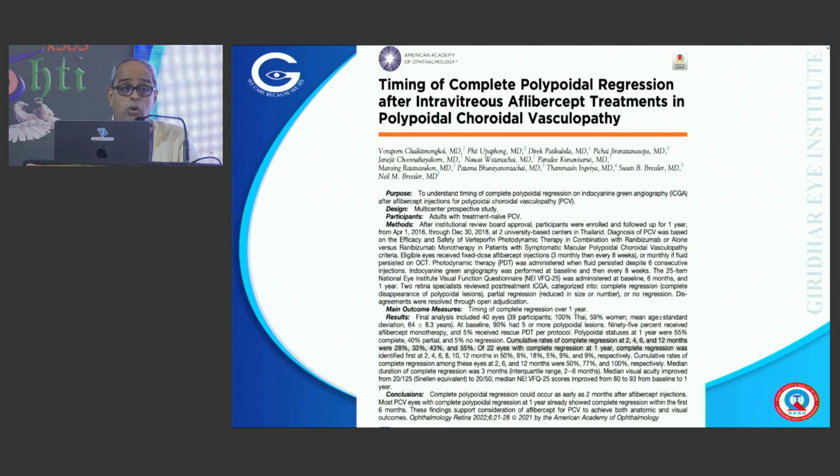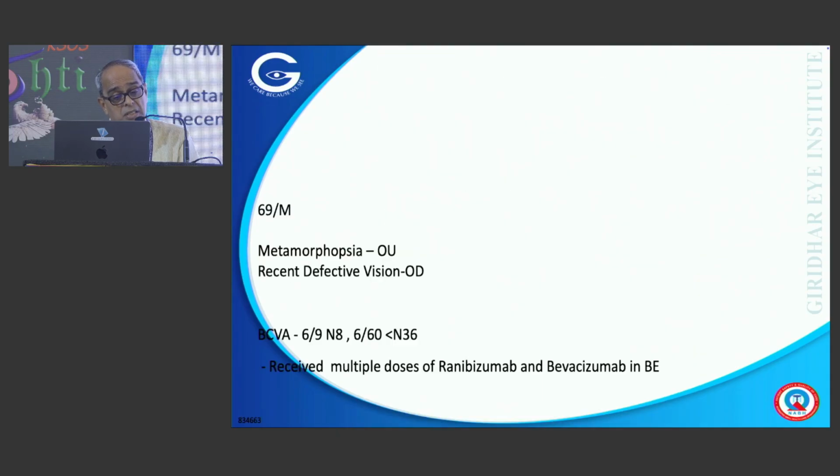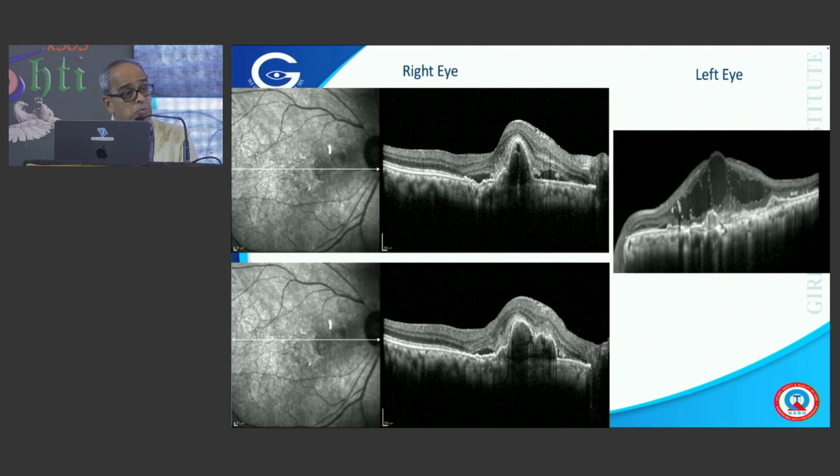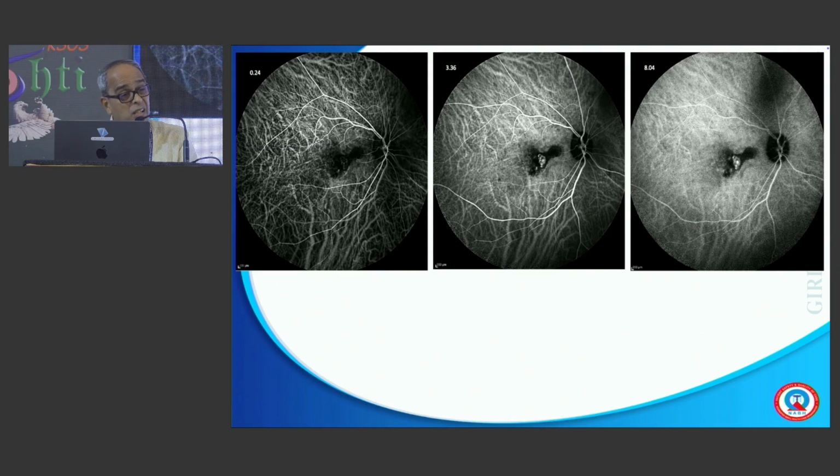This again is a very important article where they have shown that with good intensive treatment at 8 weekly intervals, at the end of 1 year, with aflibercept, you can achieve 50% polyp closure in polypoidal disease. Therefore, having said all that, let us look at some of the non-responders. So this is one of my patients who has been under my treatment for a couple of years now. Now he's got what I call cluster polyps.